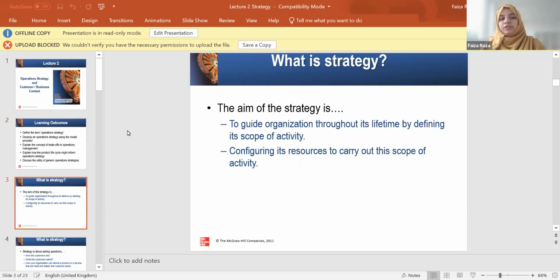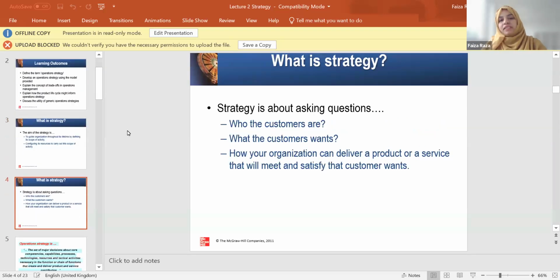So first of all, defining the term, what is strategy? The aim of strategy is basically to guide an organization throughout its lifetime by defining its scope of activities and also configuring its resources to carry out this scope of activity. So basically strategy is all about asking questions: who the customers are, what the customers want, how your organization can deliver a product or a service that will meet and satisfy the customer's needs.